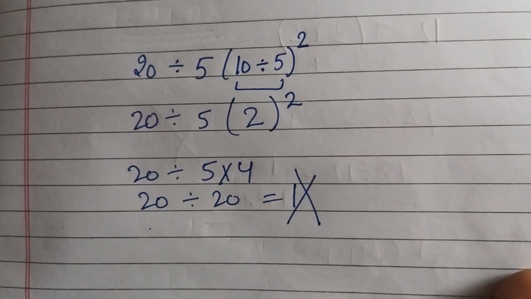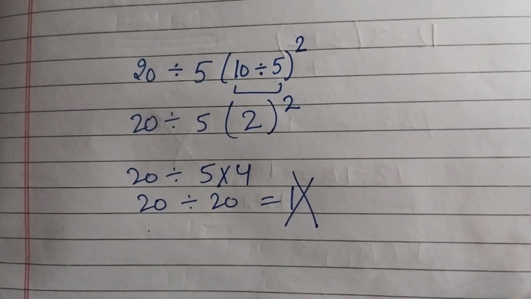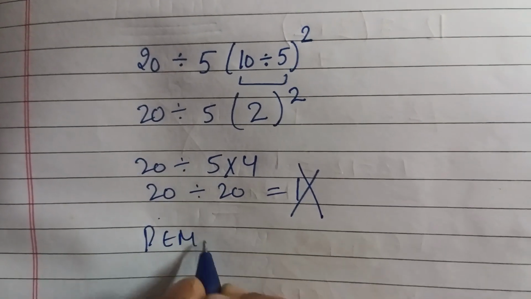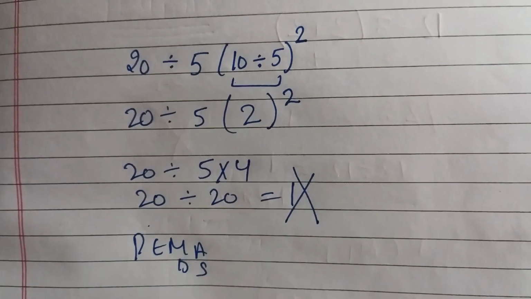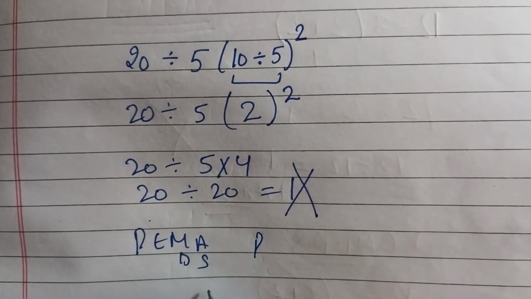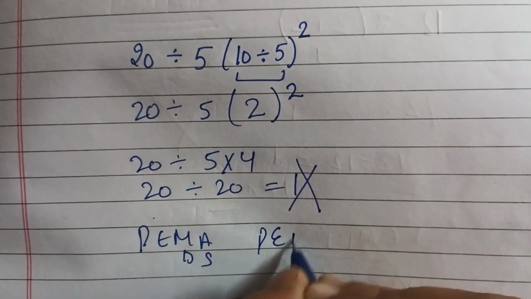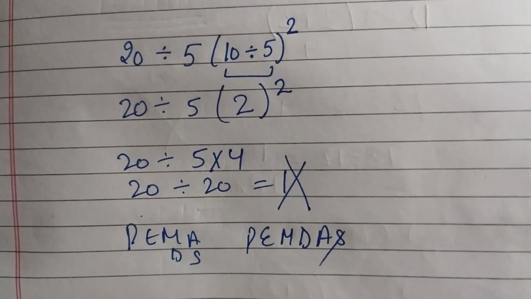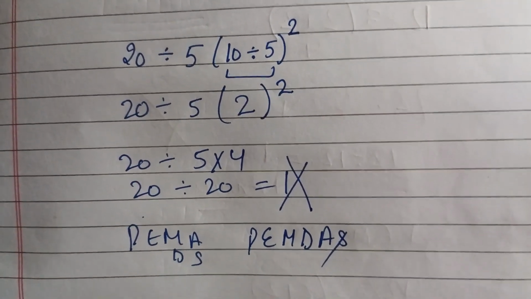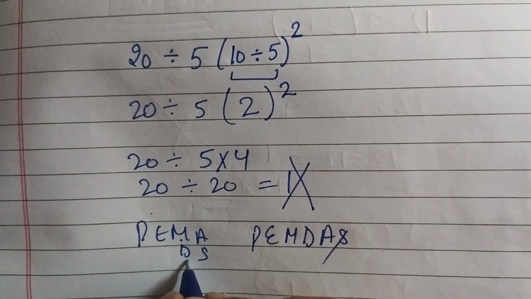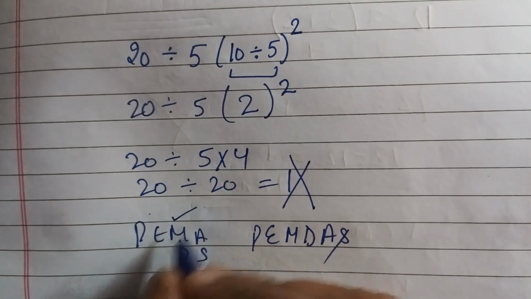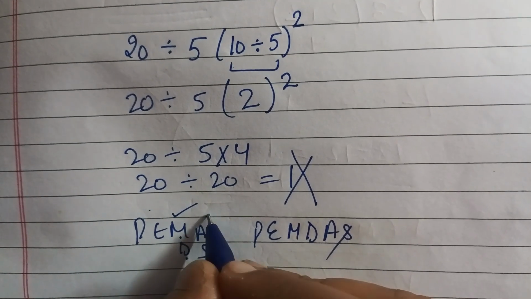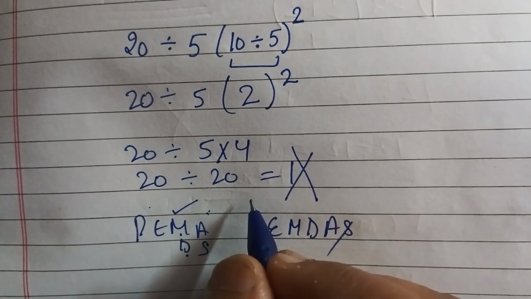1 is not the correct answer because we have to follow the rule of PEMDAS. PEMDAS is parenthesis, exponent, multiplication, division, addition and subtraction. Okay, remember multiplication and division both have the same order, and similarly addition and subtraction have the same order, meaning they have the same priority.